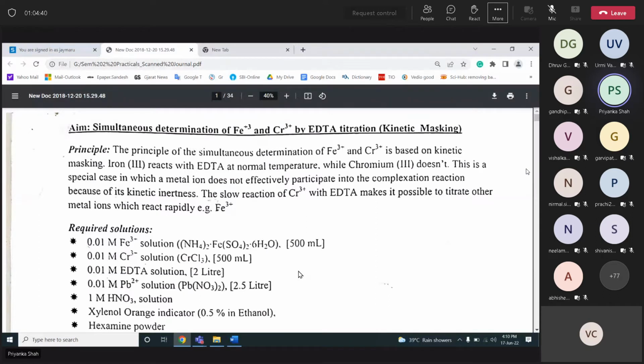The first practical is the simultaneous determination of iron and chromium by EDTA titration. What is the basic principle of this titration? It is based on kinetic masking. Iron 3 reacts with EDTA at normal temperature, while chromium doesn't. This is a special case in which a metal ion does not effectively participate in the complexation reaction because of its kinetic inertness. The slow reaction of chromium with EDTA makes it possible to titrate other metal ions which react rapidly.